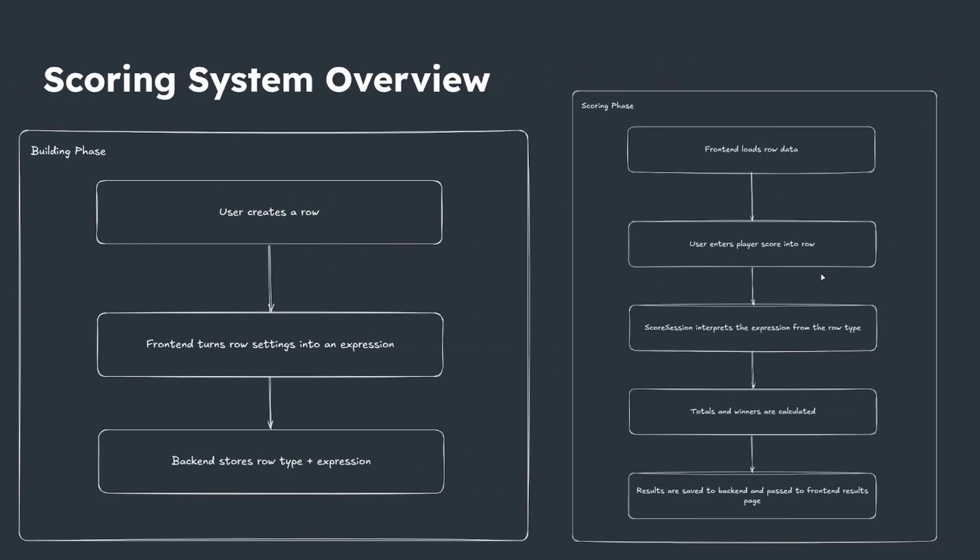So now we'll look at how that scoring system works. As a big overview, there's two phases. There's a building phase on the left there. So the user will create a row. The front end will turn the row settings into an expression and save it as a JSON on the back end. And then when the scoring phase comes around, the front end will load the row data. The user will enter the player's score into the row. Score session will interpret the expression from the row type and handle it appropriately. And then totals and winners are calculated and the results are saved to the back end and then passed to the front end results page.